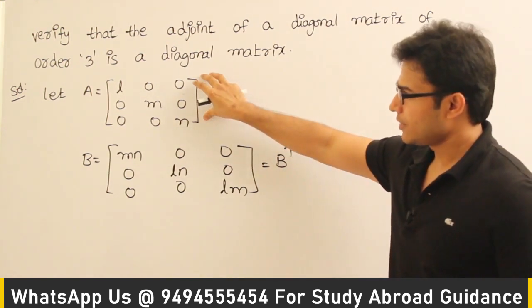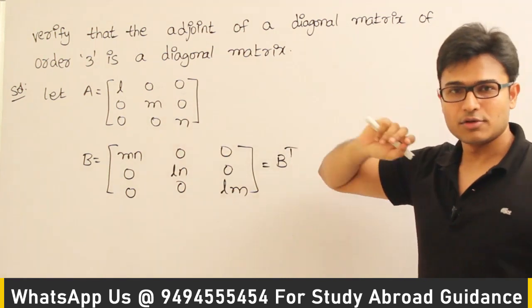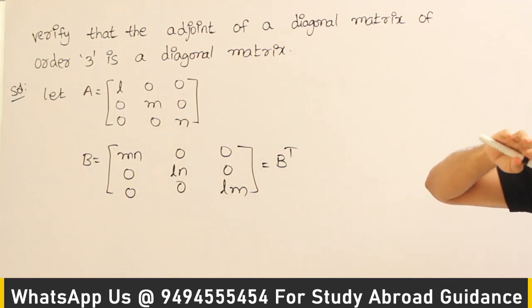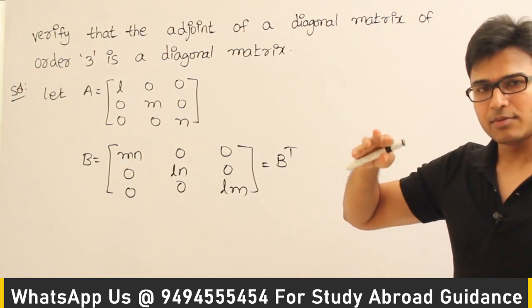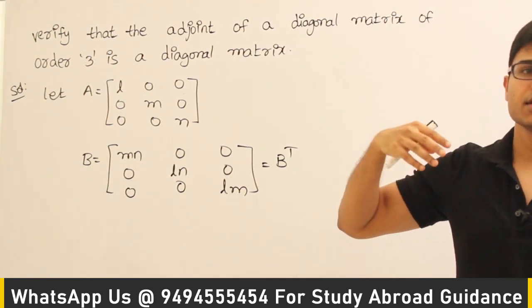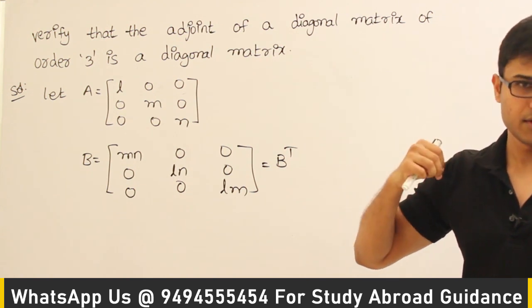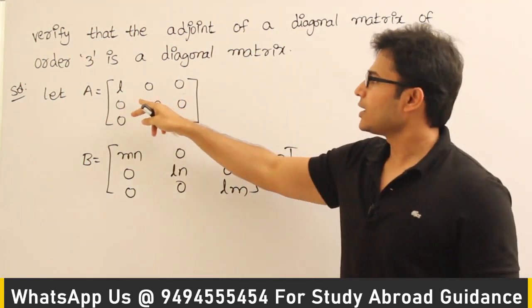I have just taken a 3 by 3 matrix which is diagonal. I think you remember what a diagonal matrix is. All the elements other than the principal diagonal elements should be zeros, but the principal diagonal elements need not necessarily be 1 or need not be equal. So here that is why I am writing L, M, N.